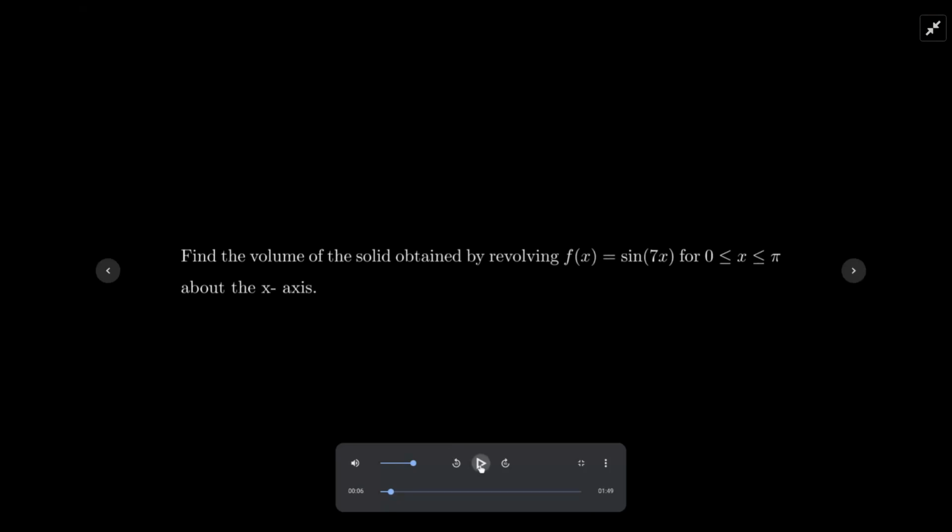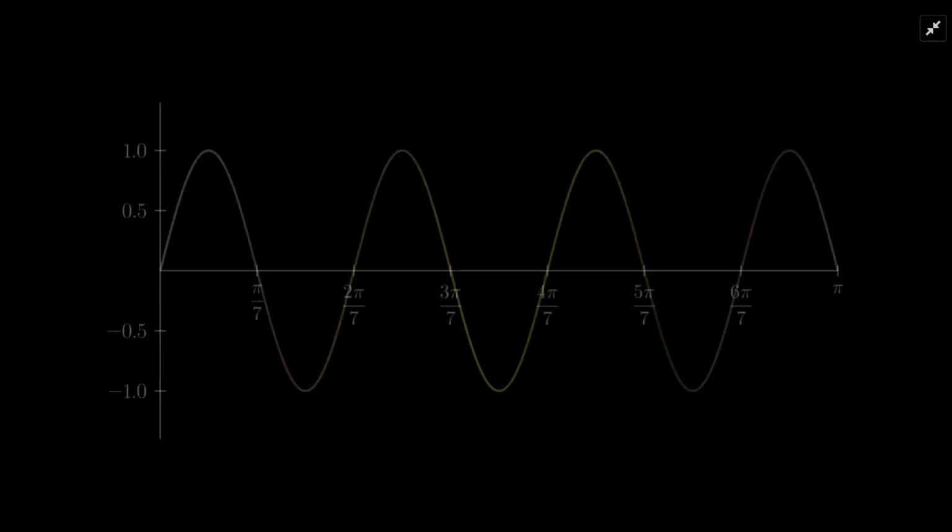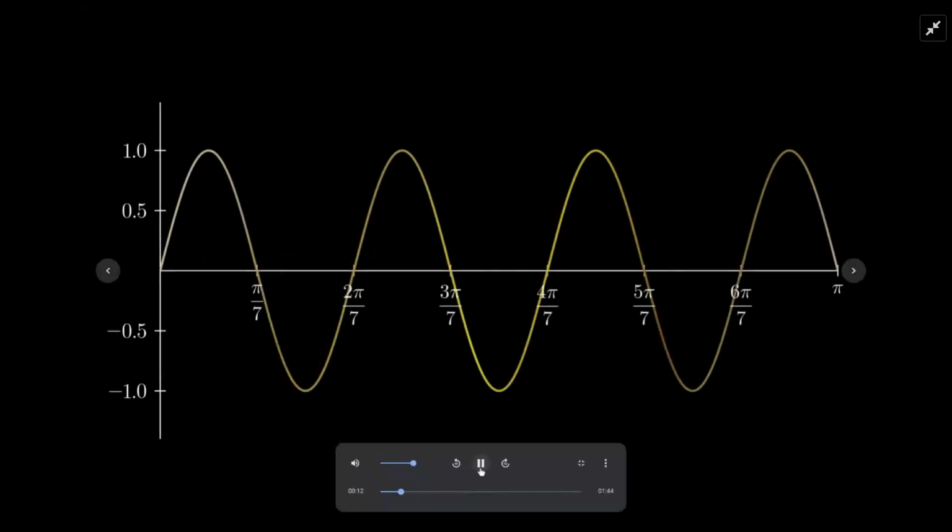Okay, so here's our problem. We want to find the volume of the solid obtained by revolving the function sine 7x for x between 0 and pi about the x-axis, okay? So I think it's useful to take a look at the curve. So there it is. And we're going to rotate that around the x-axis. So that's sine 7x from 0 to pi.